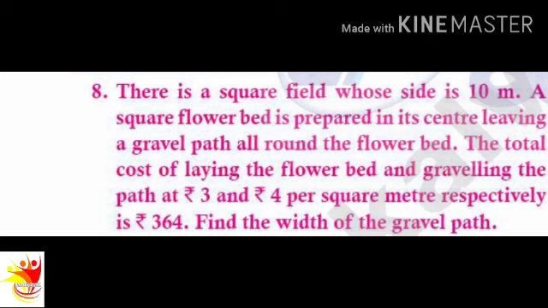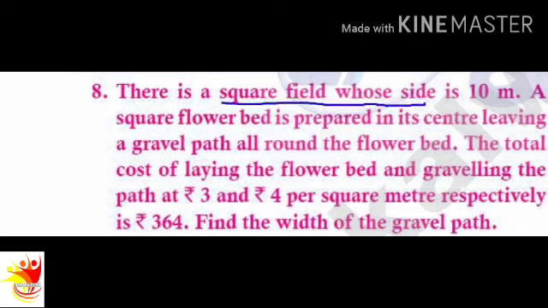There is a square field whose side is 10 meter. A square flower bed is prepared in its center, leaving a gravel path all around the flower bed. The total cost of laying the flower bed and graveling the path at rupees 3 and rupees 4 per square meter respectively is rupees 364. Find the width of the gravel path.